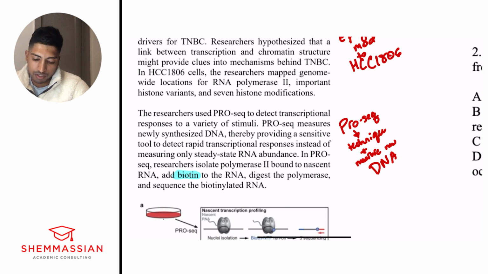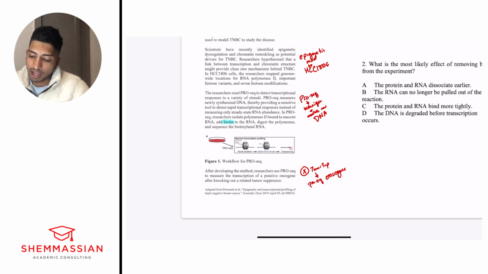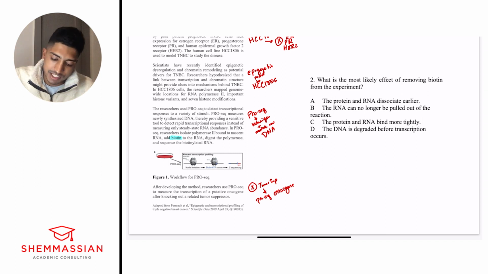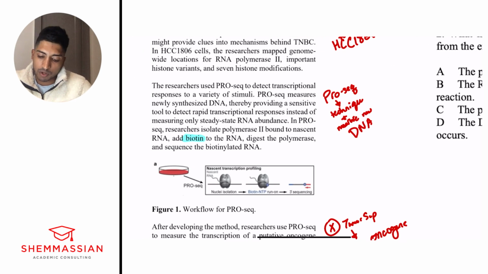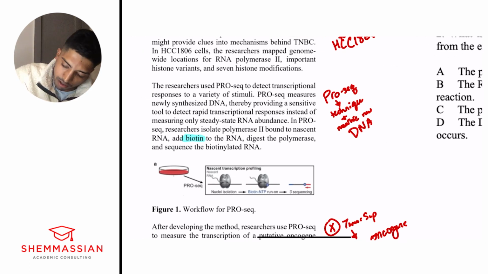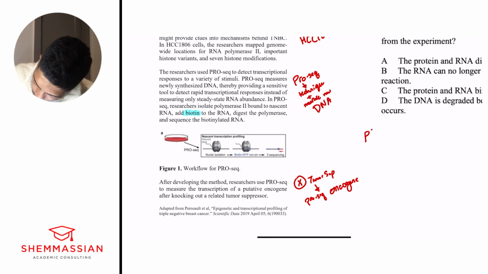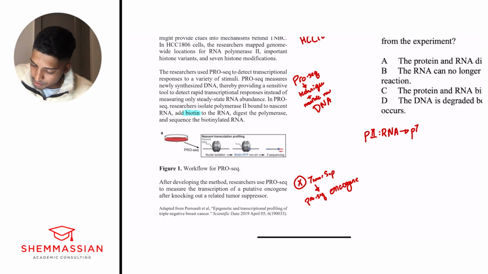to measure newly synthesized DNA, right? And so what is it going to do? What is this biotin doing? Well, it's a necessary sort of addition to help with this separation, right? What's the step before? Well, we're isolating polymerase 2 bound to RNA, right? So I'm just going to write out the steps right here. We have P2 bound to RNA. Then what happens?